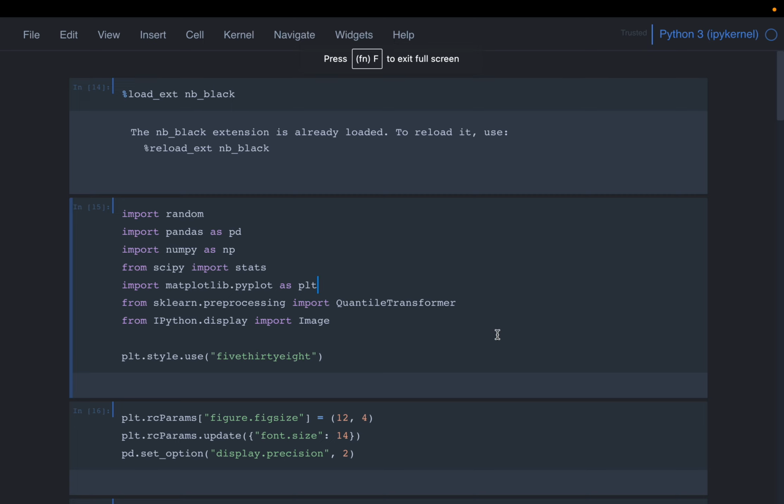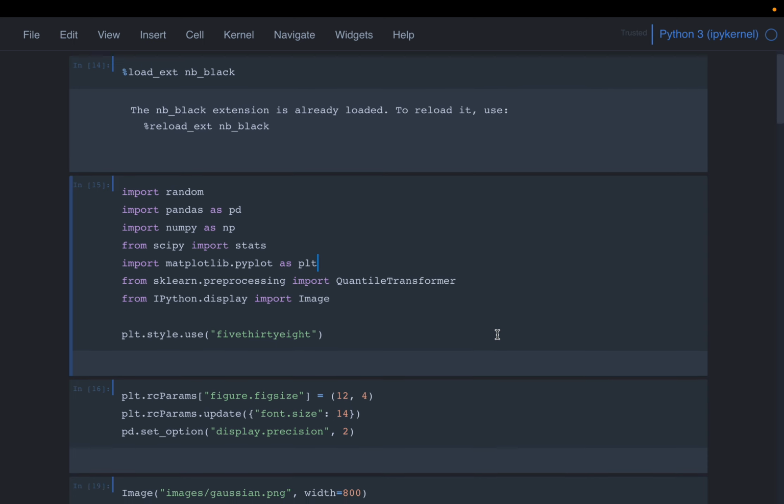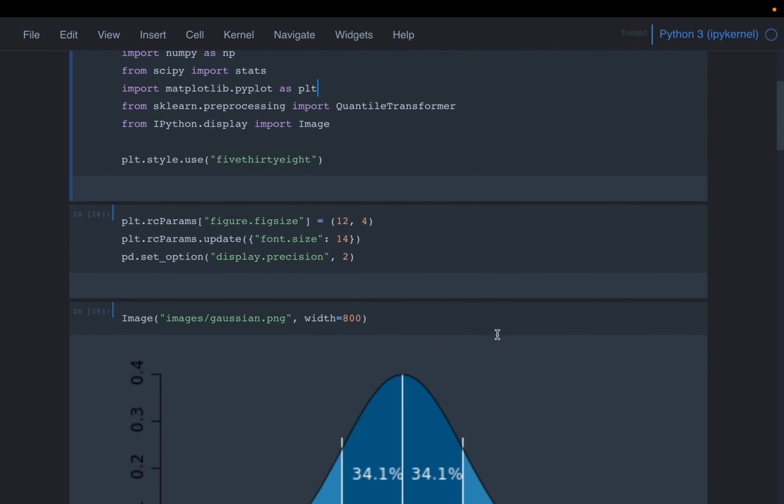Hi, this is a course on feature engineering. We are looking at various discretization techniques. Today we are going to look at Gaussian binning. Okay, so first let's understand what Gaussian binning is.